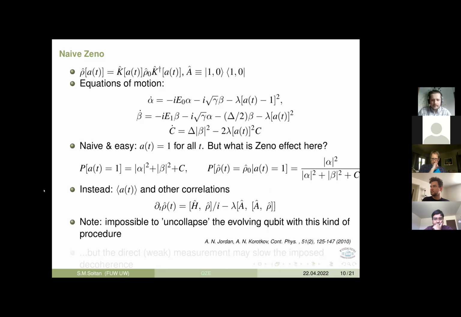But what this analysis shows is that the direct measurement may solve the imposed decoherence. So it is a little bit related to the concept of the uncollapse that was developed in this work. I found it nice to mention.